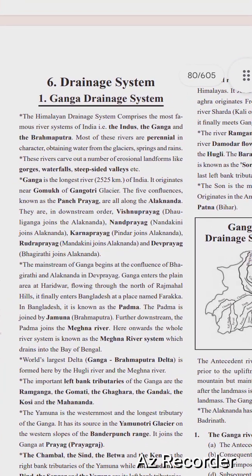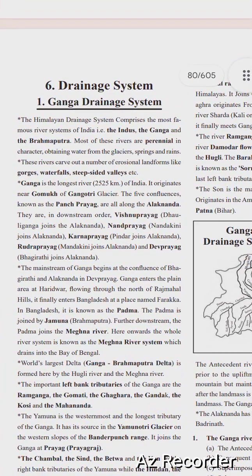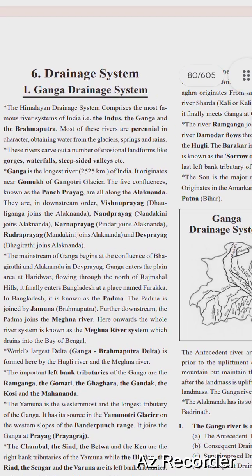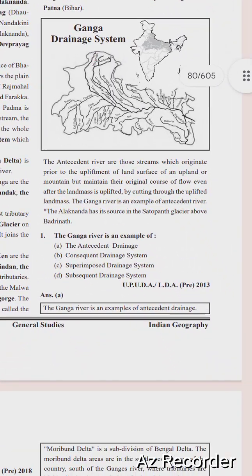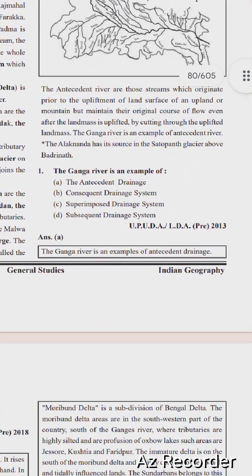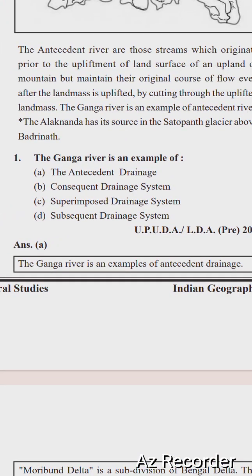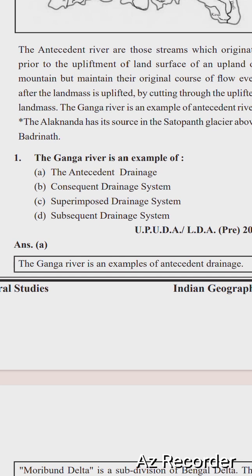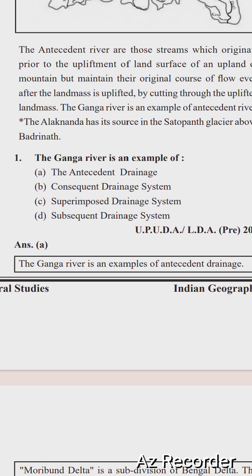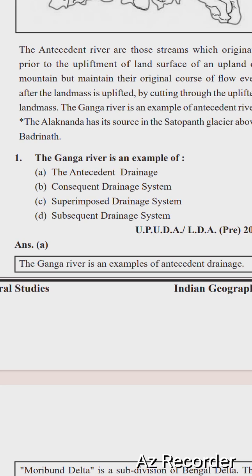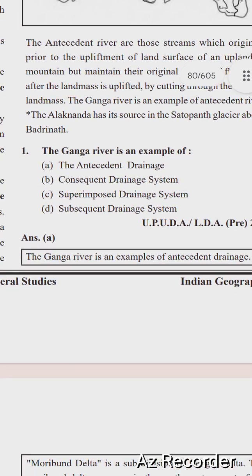Next, we discuss MCQs on the drainage system in India. The river Ganga is an example of which drainage? Options are option A antecedent drainage, option B consequent drainage, option C superimposed drainage system, option D subsequent drainage system. Right option is option A, antecedent drainage system.